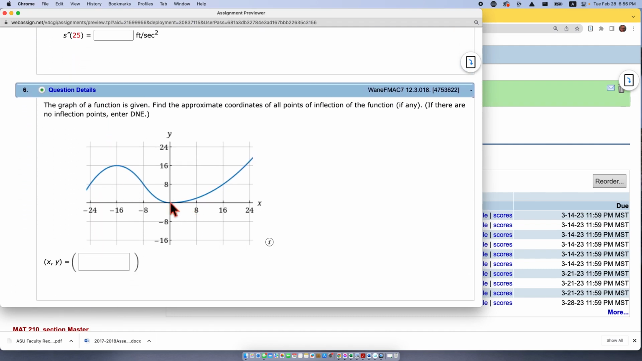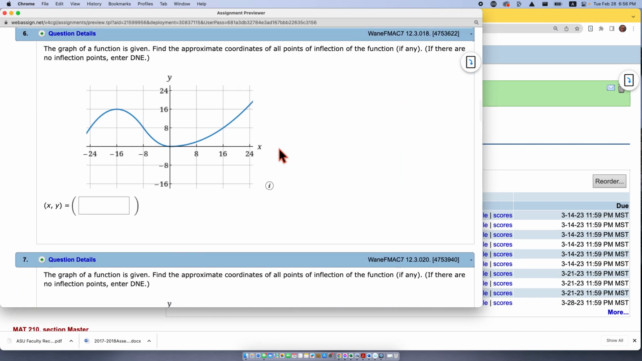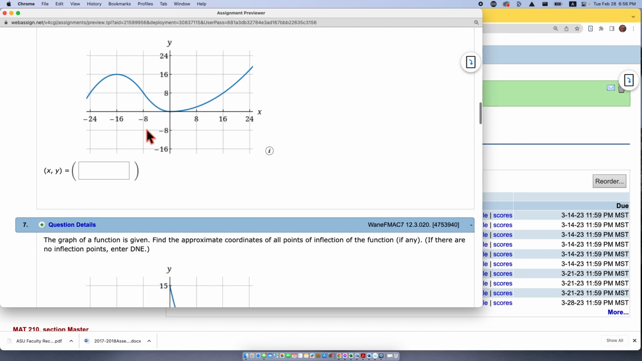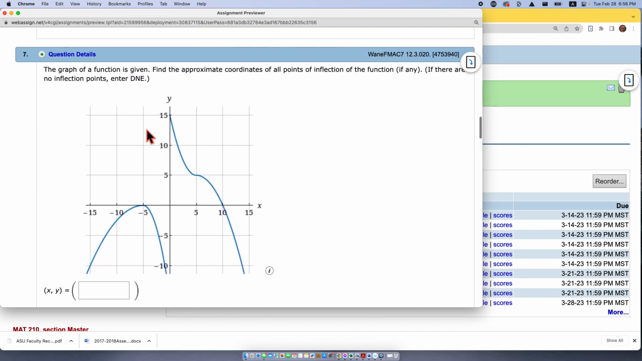There is one where there's just kind of a picture, and you just kind of have to eyeball where you think the inflection point is, right? So, nothing we can do but sort of identify it. Another one where we can kind of try to guess where the inflection point might be. And again, that's where it goes from concave up to concave down or the other way.